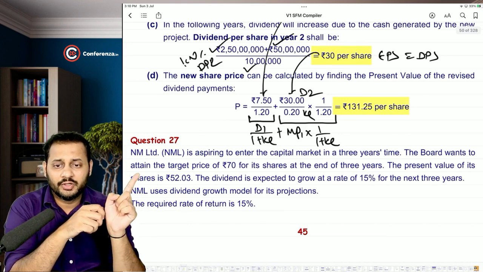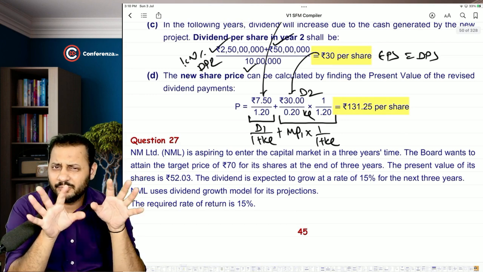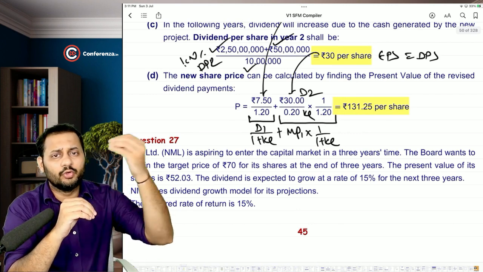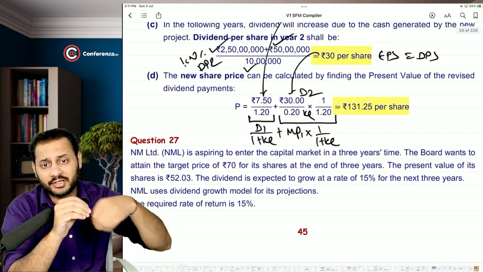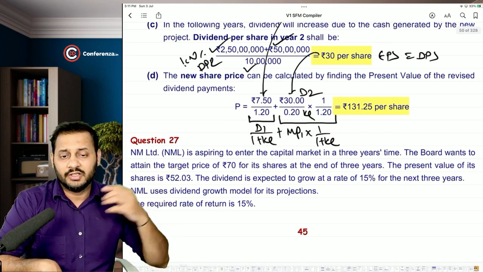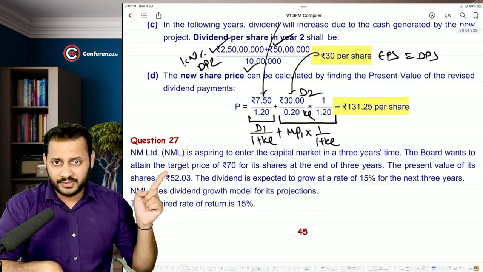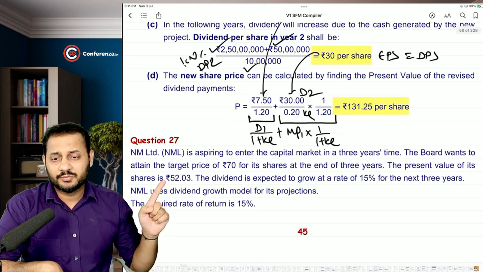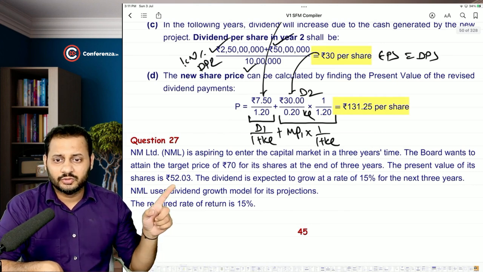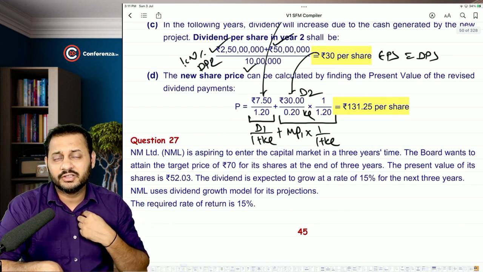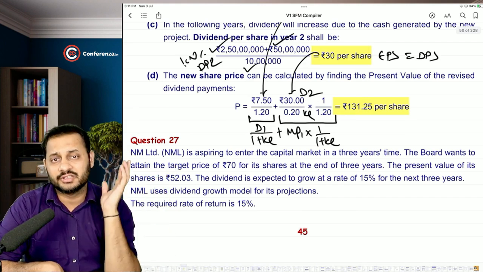The board wants to attain the target price of rupees 70 for its shares at the end of 3 years. So what they basically want is, whenever they go into the capital market, the market price they can put should be 70 rupees. They want to sell their share for at least 70 rupees. Today, when they calculate the present value of the share, it comes down to 52.03. That is all internal calculation. So according to them, the market price today of every share is 52.03 and we want to take it to 70 rupees in 3 years' time.